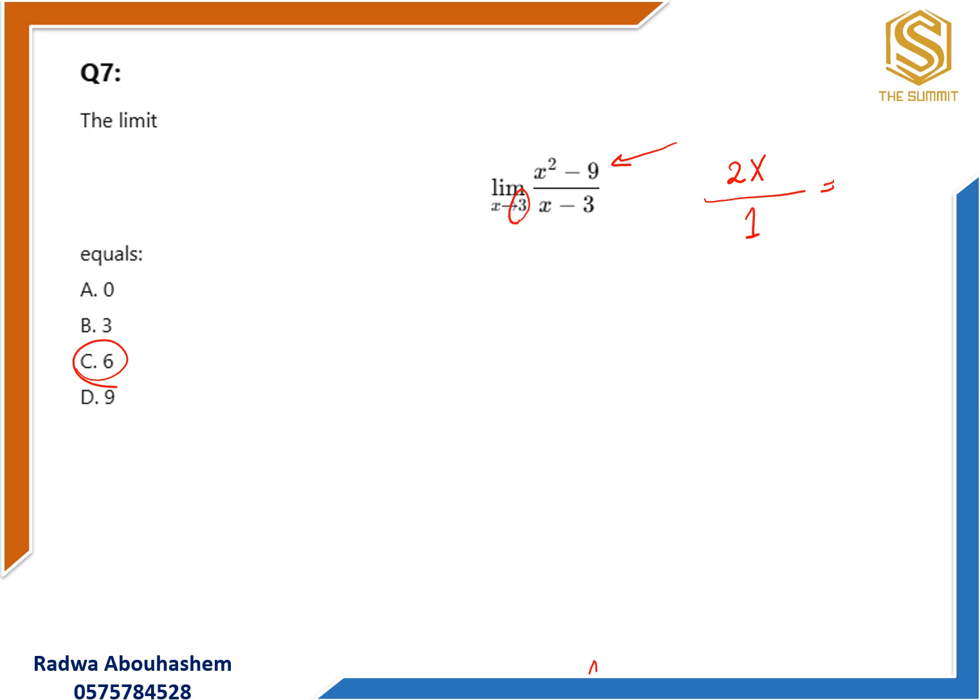Now let's substitute. So instead of x, I'm going to put 3. So 2 times 3 gives me 6, and 6 over 1 gives me 6. So the answer is 6 again. So you have two ways: use the factorization, or take the derivative of the numerator and the denominator, then you substitute again.